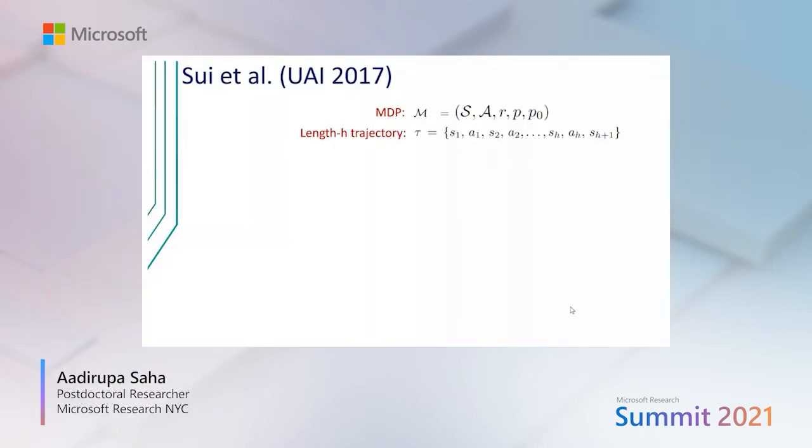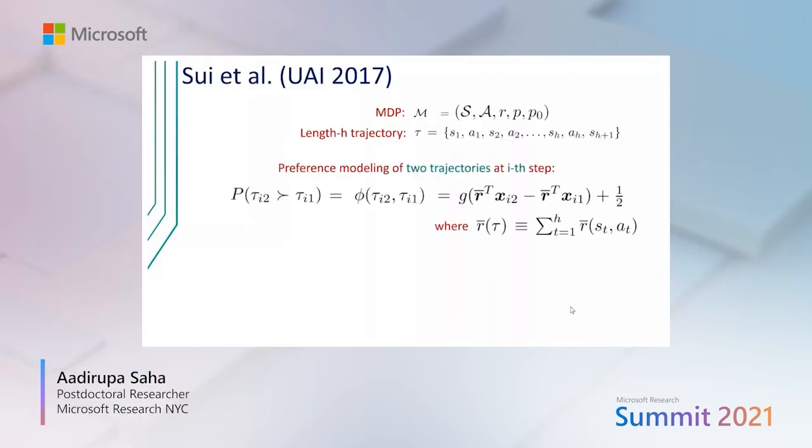As I mentioned earlier, there is an underlying MDP model, and suppose at each iteration the agent is supposed to take an h-length trajectory. Say at iteration i, it takes two trajectories, tau i1 and tau i2, and the preference of tau i1 given tau i2 is modeled in terms of some underlying link function g, which maps it such that the preferences of the trajectories are proportional to their underlying rewards. So the higher the reward of a trajectory, the higher the preference for that trajectory is going to be.